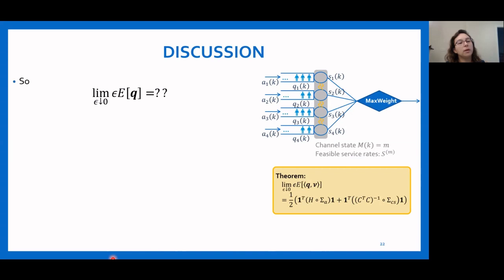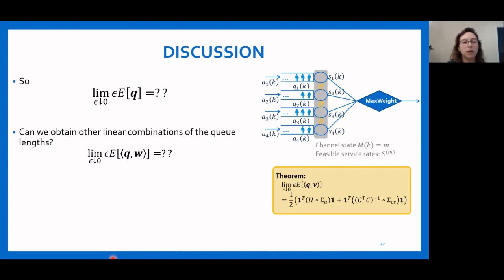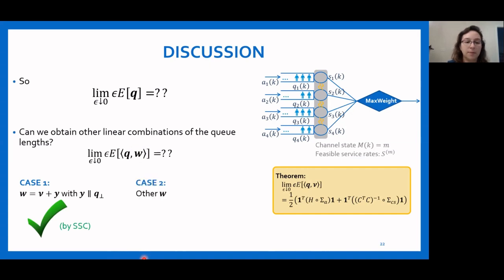So now, do we know the expected number of packets in each queue in heavy traffic? Or do we know all linear combinations of the queue lengths in heavy traffic? The answer is no. If we take a linear combination that is equal to nu plus some vector in the direction of Q perp, then yes, we can get the result by state-space collapse. But if we have any other W, then we cannot obtain the heavy traffic limit using the technique I showed before with the drift method.